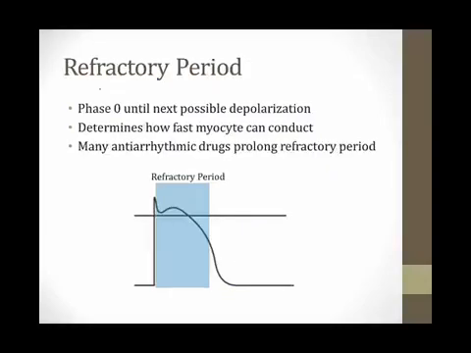Let me define an important concept that's called the refractory period. This is the time from phase 0 until the next possible depolarization. It determines how fast myocytes can conduct electrical activity. The refractory period begins at phase 0 and generally continues until almost when the cell is back to phase 4. During this period, it's difficult or not possible for the myocyte to conduct another electrical impulse. And many antiarrhythmic drugs work by prolonging the refractory period and therefore making it more difficult for arrhythmias to travel through the heart.